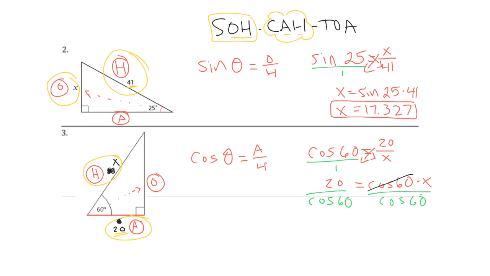Go ahead and cancel out the cosine of 60 on both sides, and we are going to get x equals 20 divided by the cosine of 60. If you type that out on your calculator, cosine of 60 is actually 1/2, so 20 divided by 1/2 is 40. So our missing side is 40.